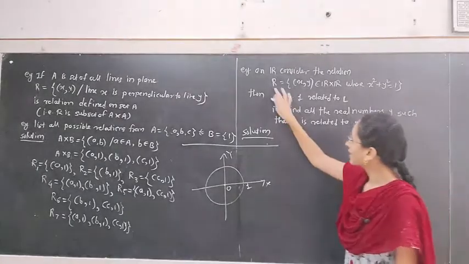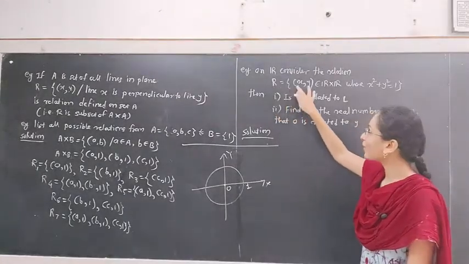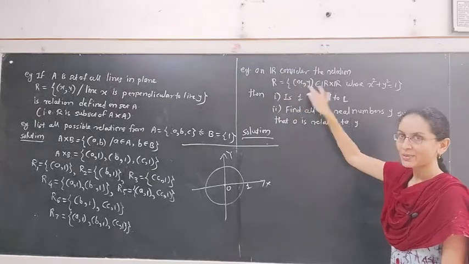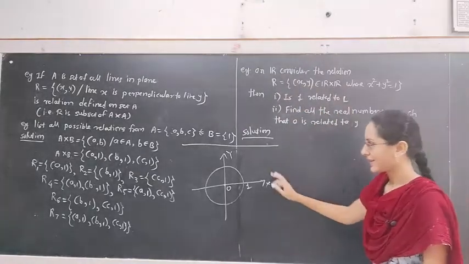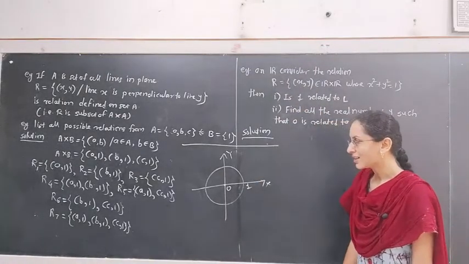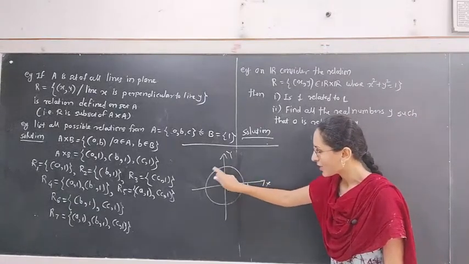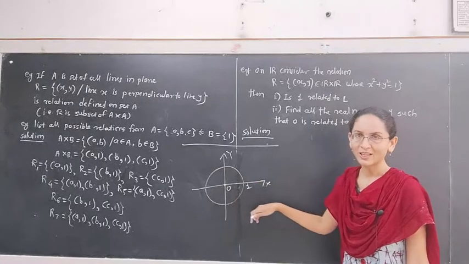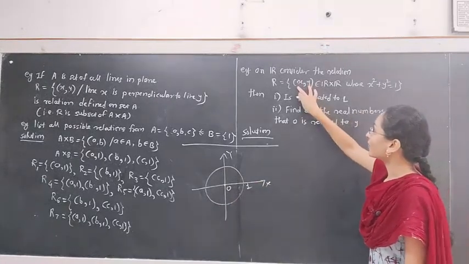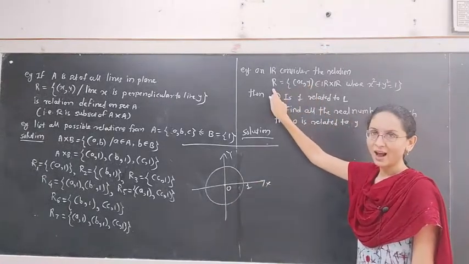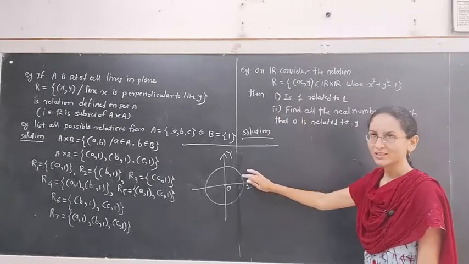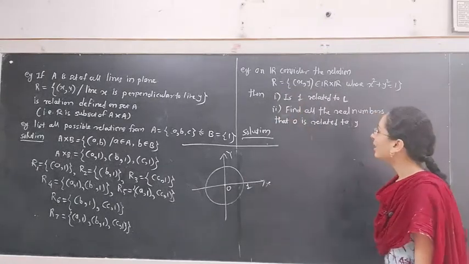We are considering R is equal to the set of all the points (x, y) belonging to R cross R in the plane. We are considering the points that belong to this unit circle, and the set of all those points is the relation R, which is a subset of R2, hence R is a relation.